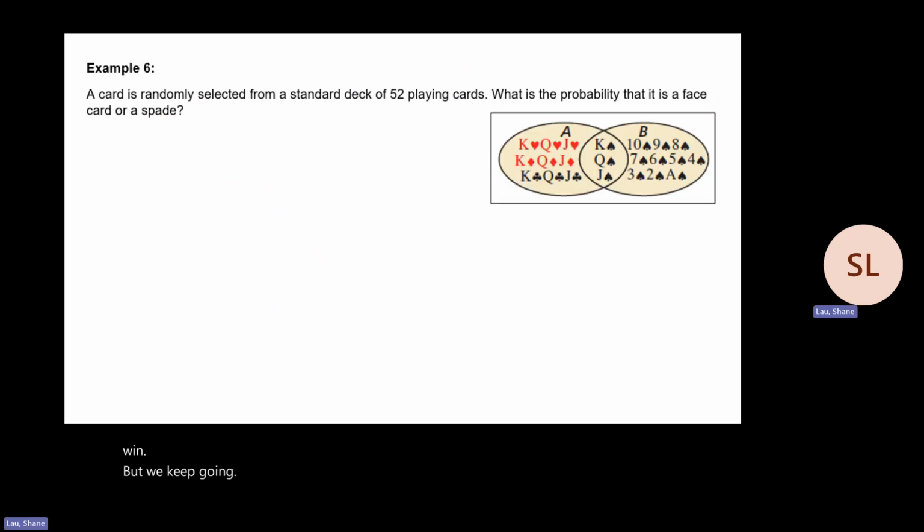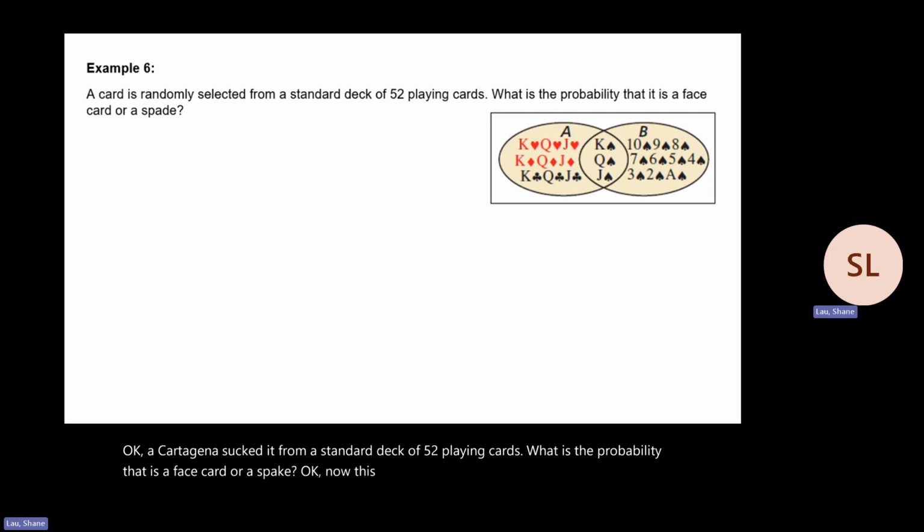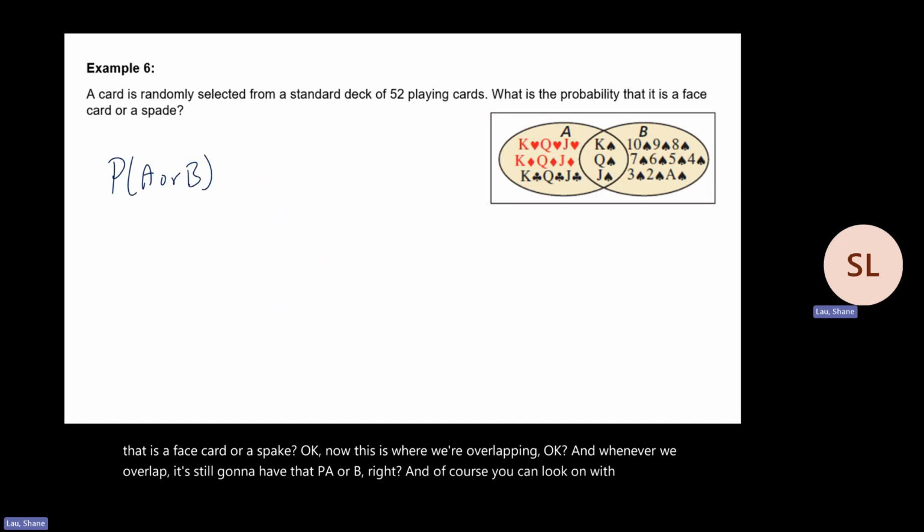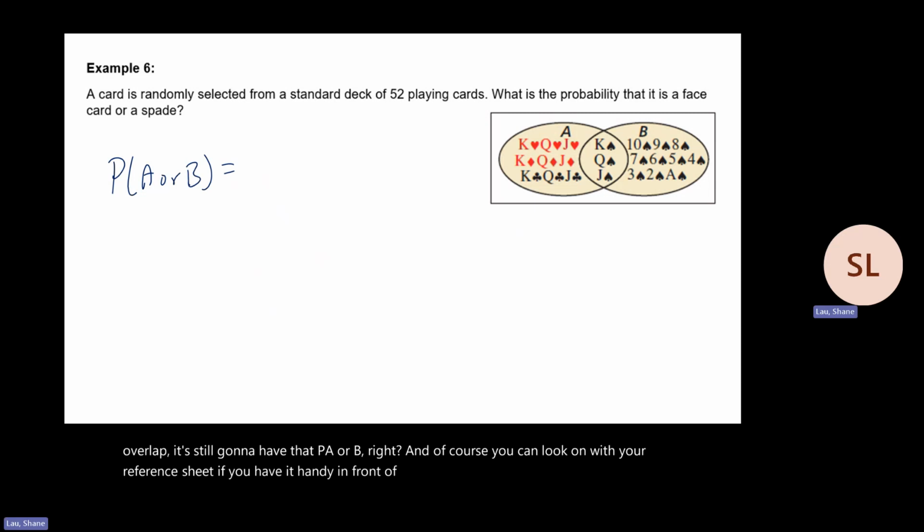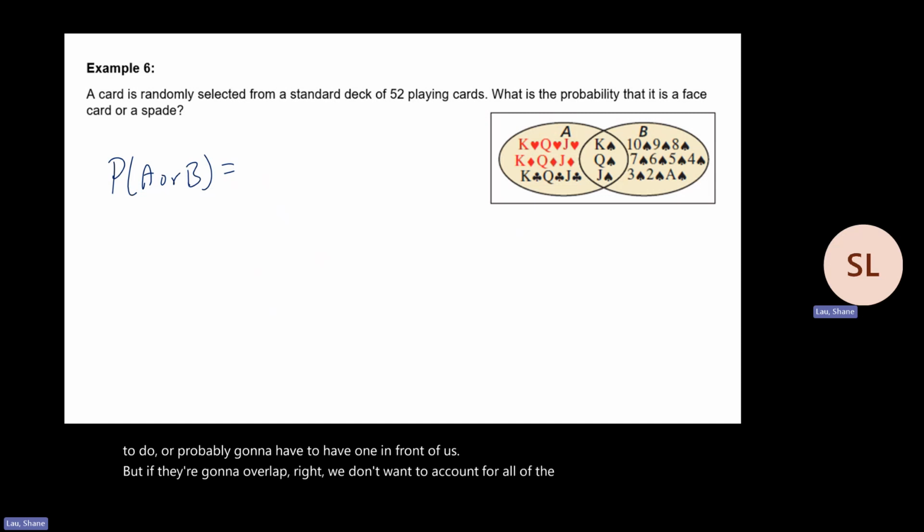A card is randomly selected from a standard deck of 52 playing cards. What is the probability that it is a face card or a spade? Now this is where we're overlapping. And whenever we overlap, it's still going to have that P of A or B. And of course, you can look at your reference sheet if you have it handy in front of you, which a lot of us are probably going to have in front of us. But if they're going to overlap, we don't want to account for all of the face cards, because the face cards is event A.